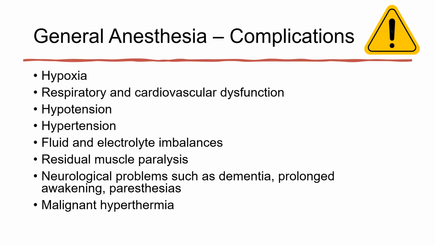Respiratory and cardiovascular dysfunction, and that's just kind of generalized. They can develop an arrhythmia, they can go into cardiac arrest, they can develop hypotension or hypertension, electrolyte imbalances. They can have some muscle paralysis even after that muscle relaxant has been stopped. Neural problems, they can develop dementia, they can have a hard time waking up. They can also develop something called malignant hyperthermia, and that is what we're going to focus on.